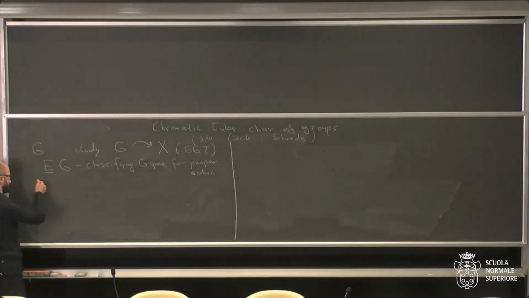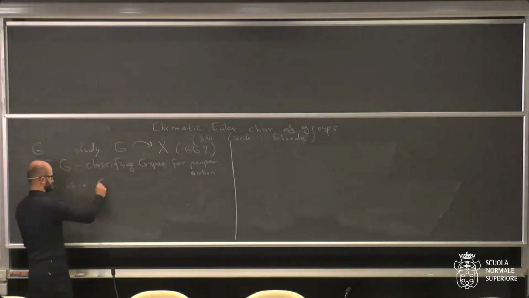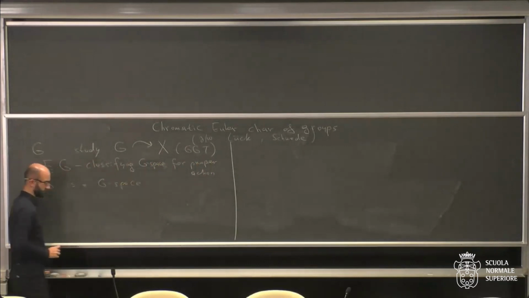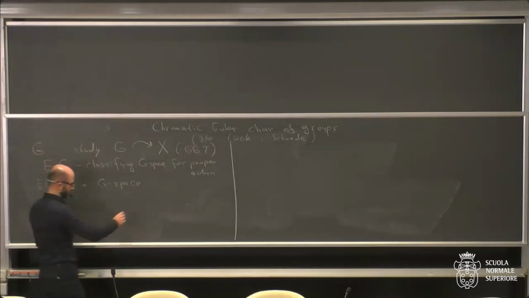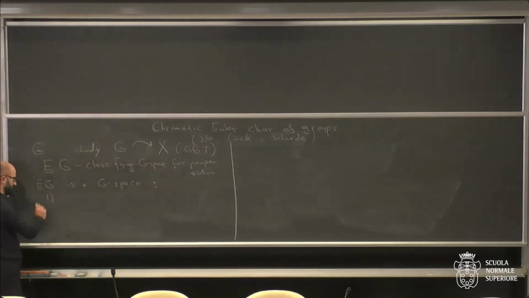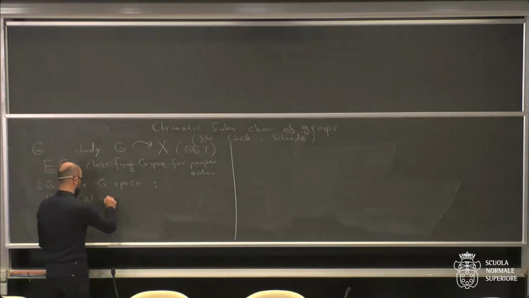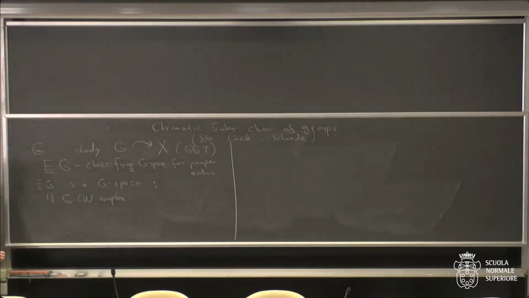It's a G space. The following properties uniquely determine it, and it always exists. I will not prove for you that it exists, but I can tell you what the properties are. So the first one is it's a G-CW complex. So it's an equivariant CW complex.